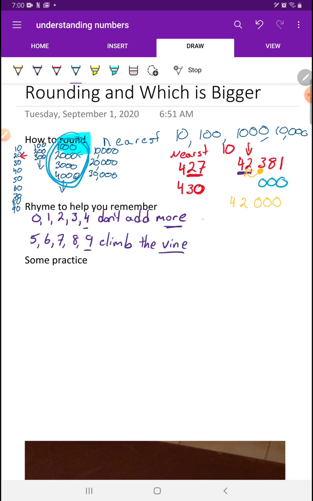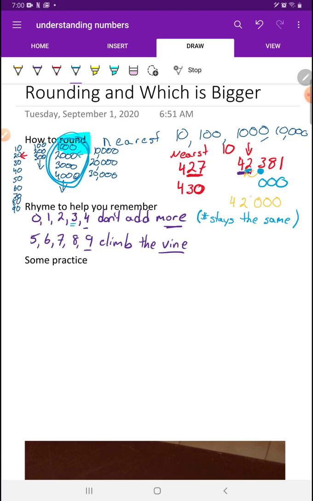So what does that mean? Don't add more means the number stays the same. It does not get smaller. This is a mistake a lot of people make. They go smaller. We don't want to go smaller. This was a 3 right here. That's in our section here. So that's in our don't add more section.